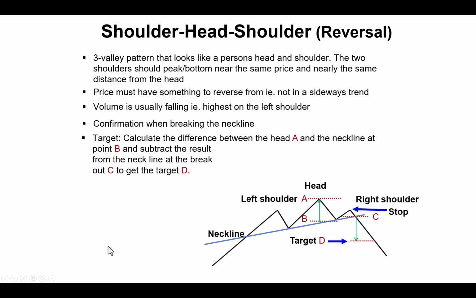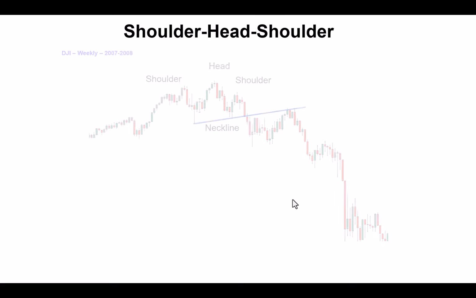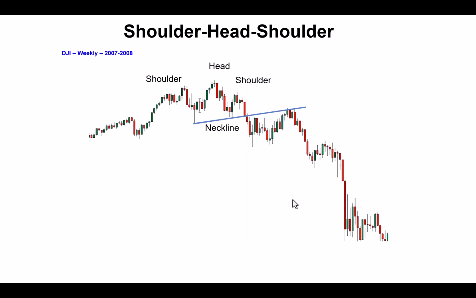But here you can see we calculate the distance between the top of the head down to the neckline. Then we subtract it from the breakout price, and then we have a target, and then we place our stop. If the market moves back above the right shoulder, well, that is our stop, and the shoulder head shoulder pattern has been demolished.